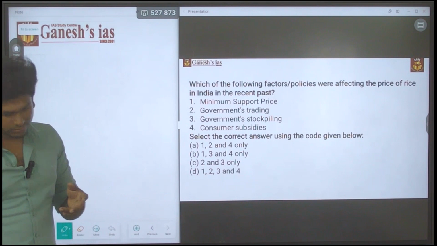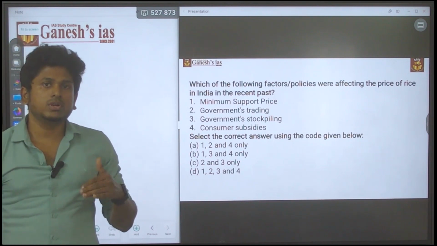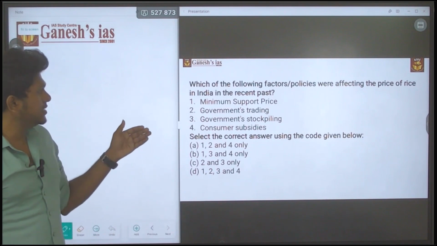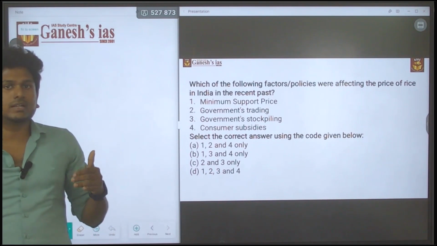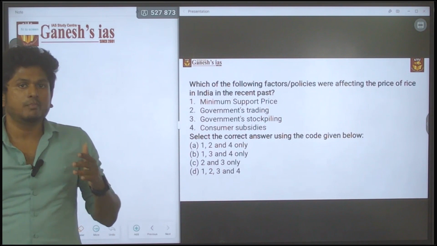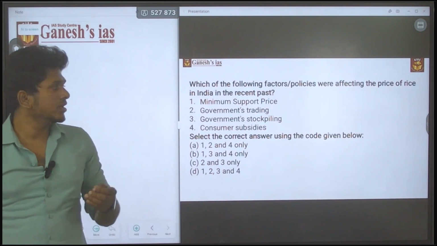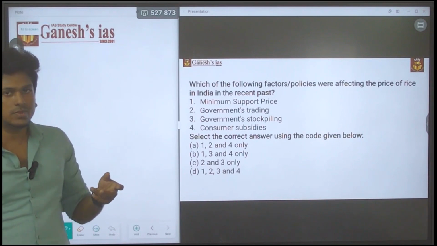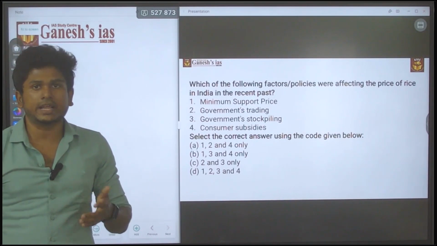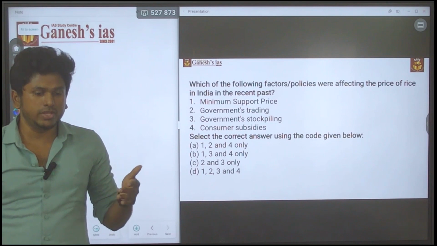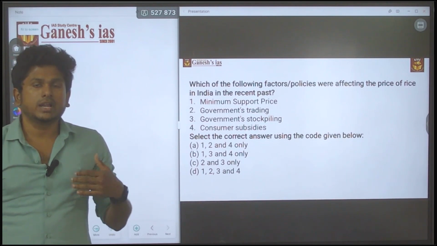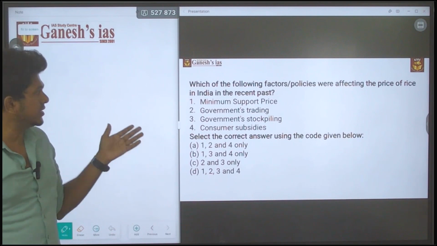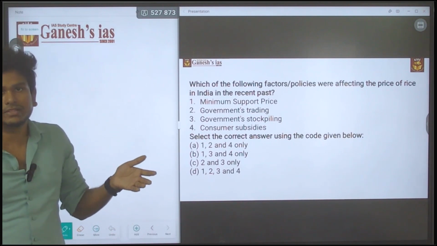See, this is one of the most static part questions. They just list down the activities that are done by the government related to the buying and selling of rice: the MSP, government trading, government stockpiling, consumer subsidy. All these things are related to that activity. Recently they are also doing APMC and eNAM, so they may list that also. Those are the government policies or factors.